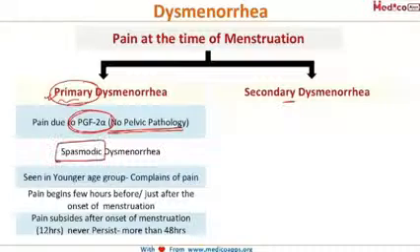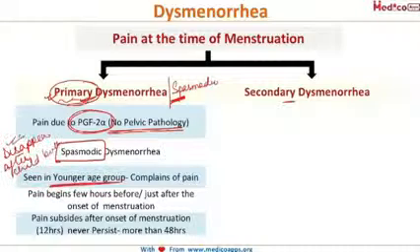So primary dysmenorrhea is synonymous with spasmodic dysmenorrhea, and you can get a question either as primary dysmenorrhea or the features of spasmodic dysmenorrhea. Remember, they are one and the same thing. Now the next important feature is that it is seen in the younger age group, and it usually disappears after childbirth.